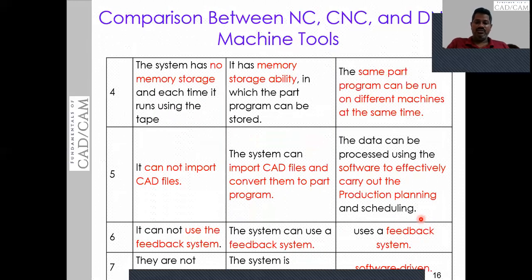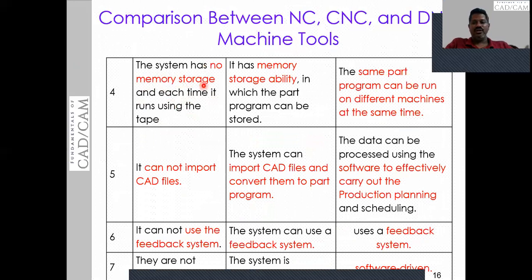Then the fourth difference is that the NC system has no memory storage, because in the case of NC it is not software based, and a computer is not at all connected to the NC machine, so there is no memory storage.